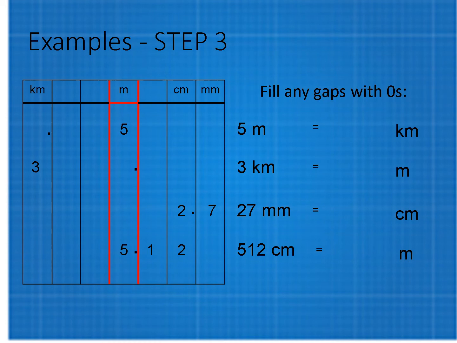So we have here, the decimal point is here. So next is, we will fill in the gaps with zeros. So we have here, the equivalent is 0.005 kilometers. And for this one, we'll fill in the gaps with zeros. So 3 kilometers is just equal to 3,000 meters. And for this one, we have 2.7 centimeters. And for this one, it's 5.12 meters.